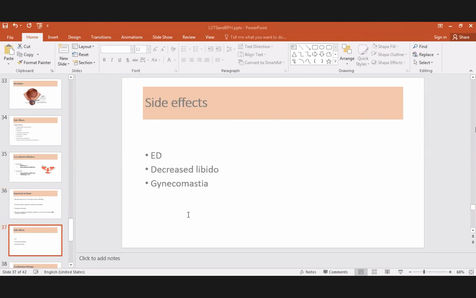As they both have totally different actions, we usually give them in combination, and combination therapy is best for the patients in controlling the symptoms.